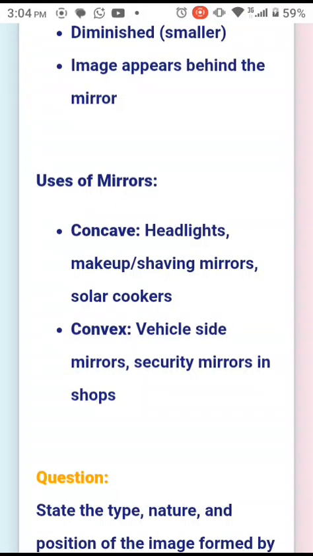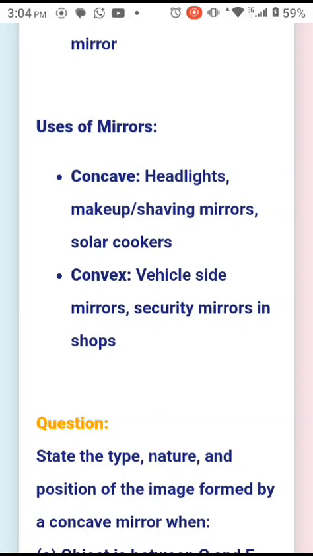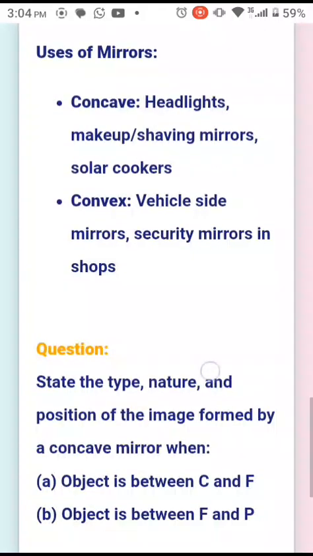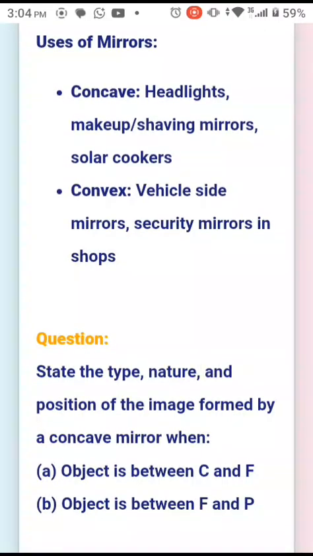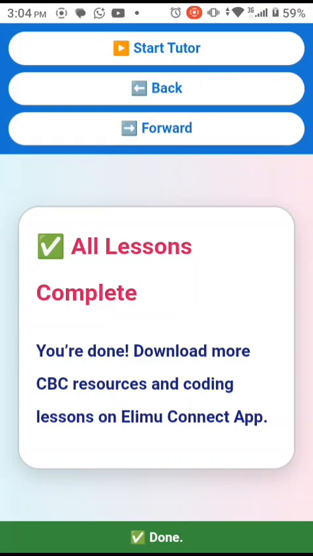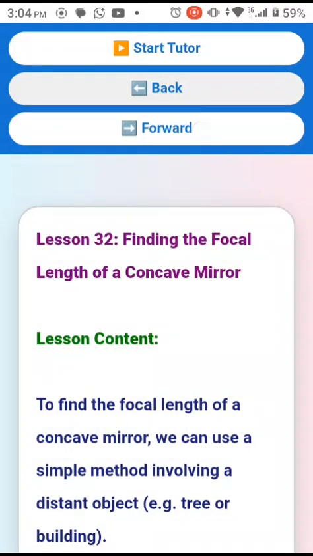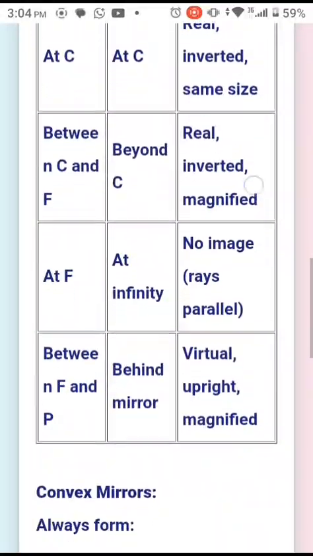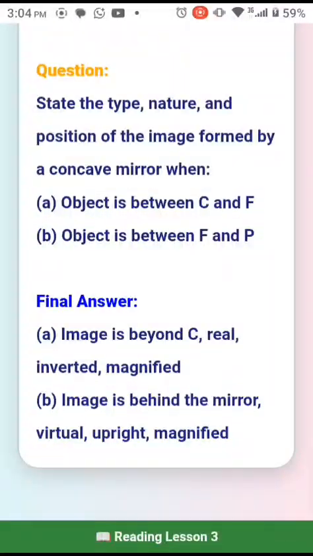Question. State the type, nature, and position of the image formed by a concave mirror when A. the object is between C and F, B. the object is between F and P. Final answer. A. Image is beyond C, real, inverted, magnified. B. Image is behind the mirror, virtual, upright, magnified.